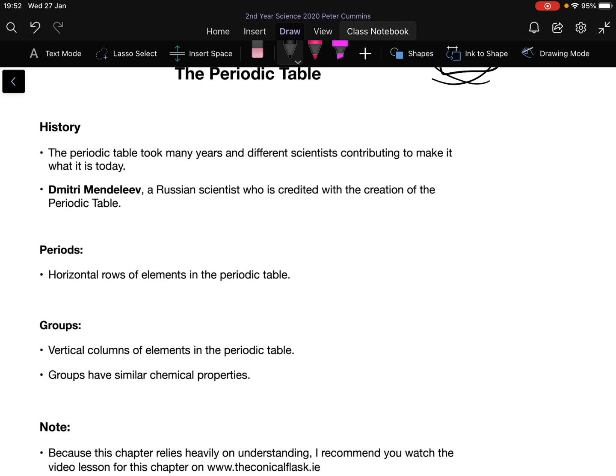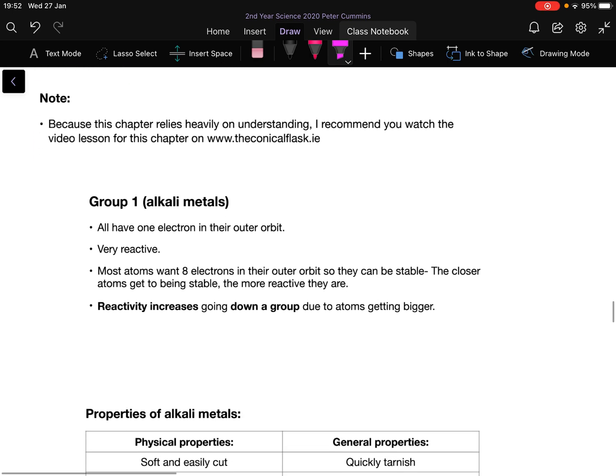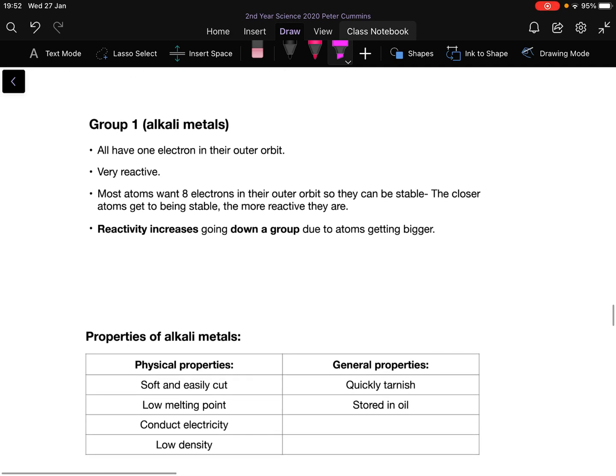Okay. The periodic table, we went through all these already. The periods are the rows, and the groups are the columns. In groups, they have similar chemical properties. So group 1 are the dodgy ones, sodium, potassium, francium, the dangerous ones. Group 8 are things like argon and helium, harmless stuff. Okay, and this just goes through a couple of bits on the different groups.